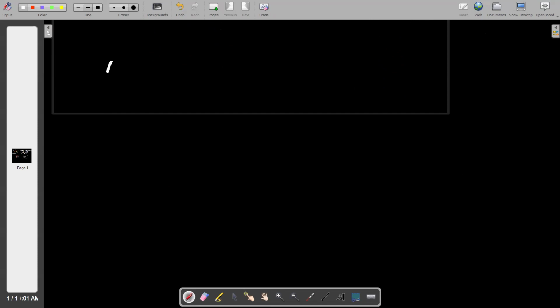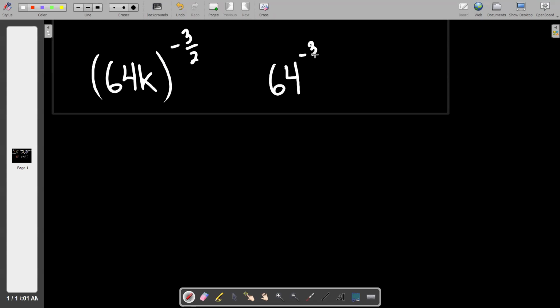Let's do 64K, and we need to parenthesize that, and let's raise it up to the power of negative 3 over 2. So we, again, as always, want to be patient. There's no sense in trying to race the clock or anything like that. So we're going to take first the 64, and we're going to raise it to the power of negative 3 over 2. No sweat, no worries.